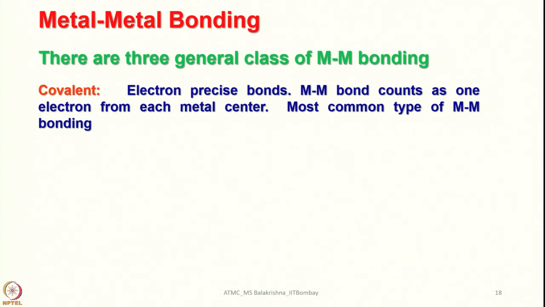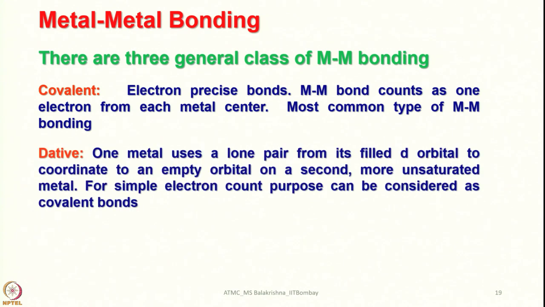Here they are electron precise bonds. An M-M bond counts as one electron from each metal center. This is the most common type of metal-metal bonding we use while electron counting, and also to know whether a given complex satisfies the 18 electron rule or not, especially when we have more than one metal center in a complex. So that means this is a covalent bond.